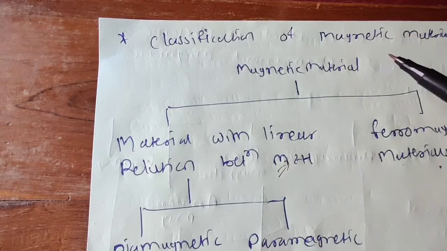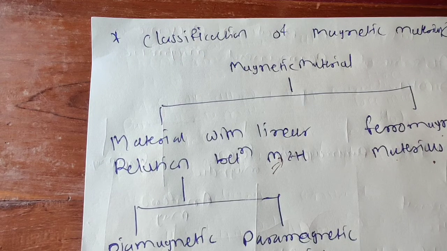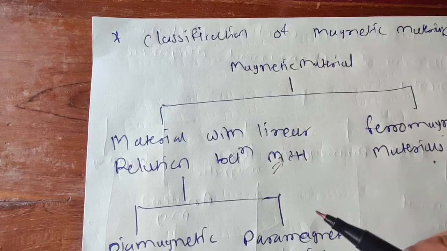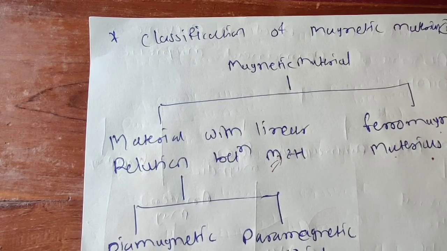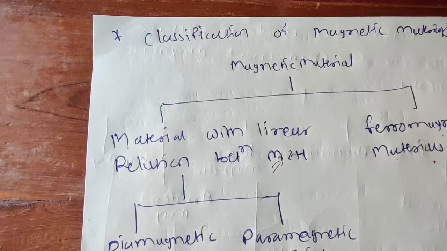So this is one of the classifications that one needs to consider in the case of magnetic material. Now, what is diamagnetic material? The diamagnetic materials are the magnetic materials which have a negative value of susceptibility in the range of 10 raised to minus 4 to 10 raised to minus 6.